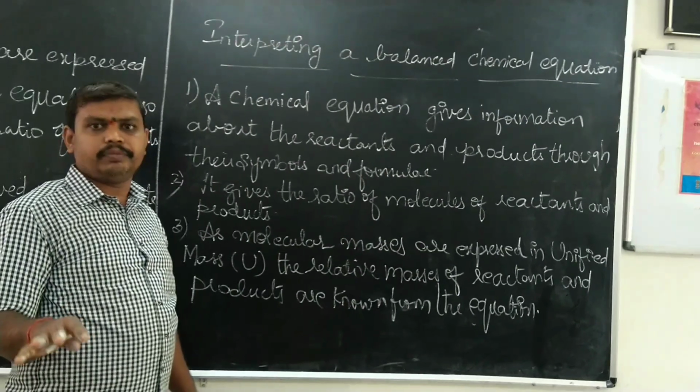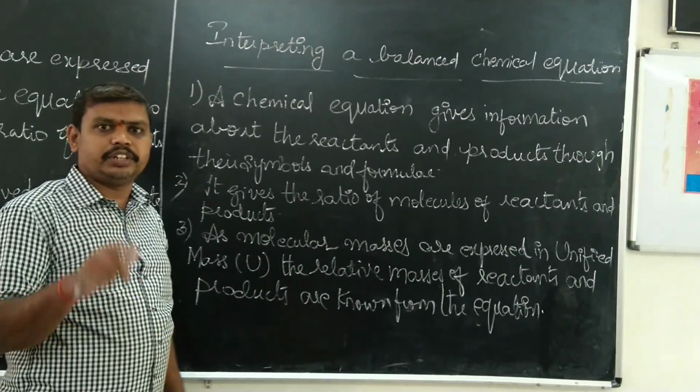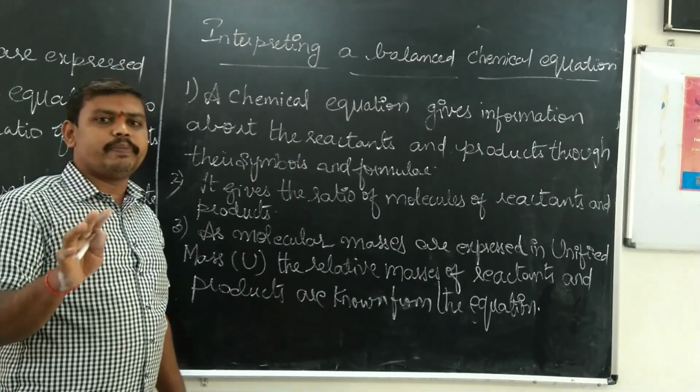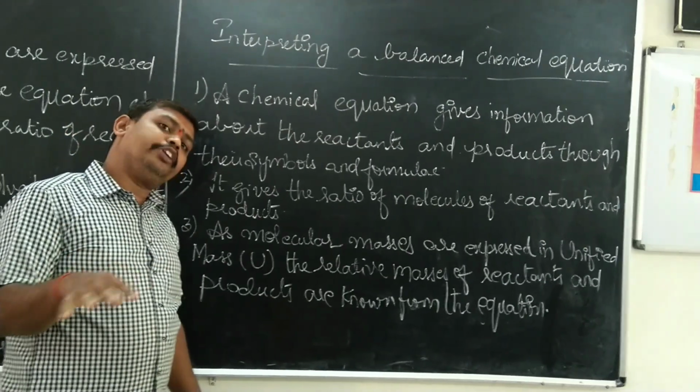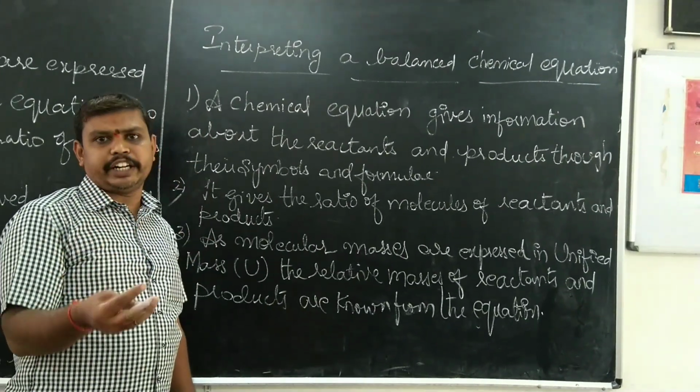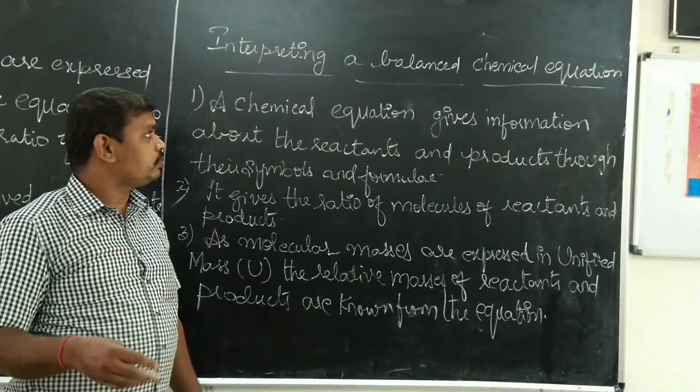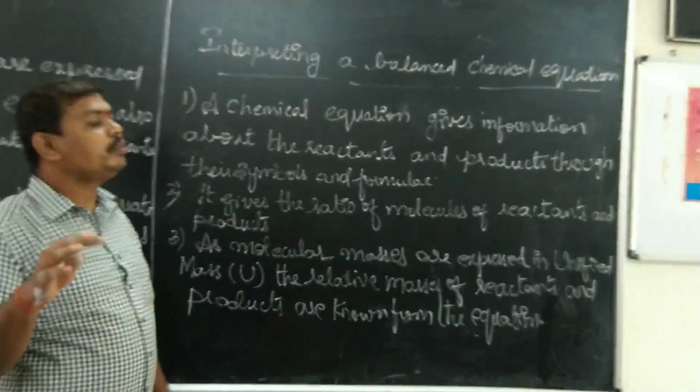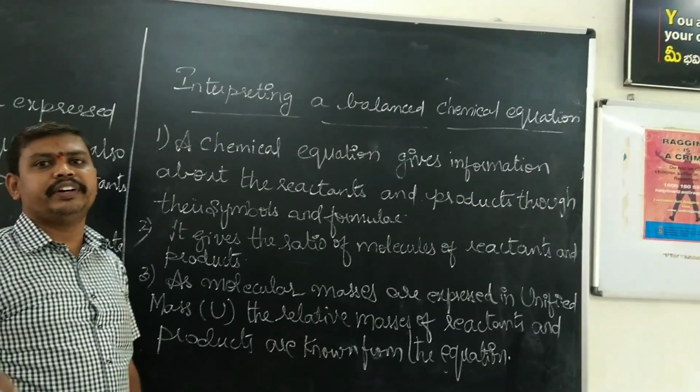So you are aware of the balanced chemical equation now. What is meant by a balanced chemical equation? You know the definition. How to balance the chemical equation I told you. And you know the difference between a skeleton equation and a balanced chemical equation. Now there are some rules we need to follow.